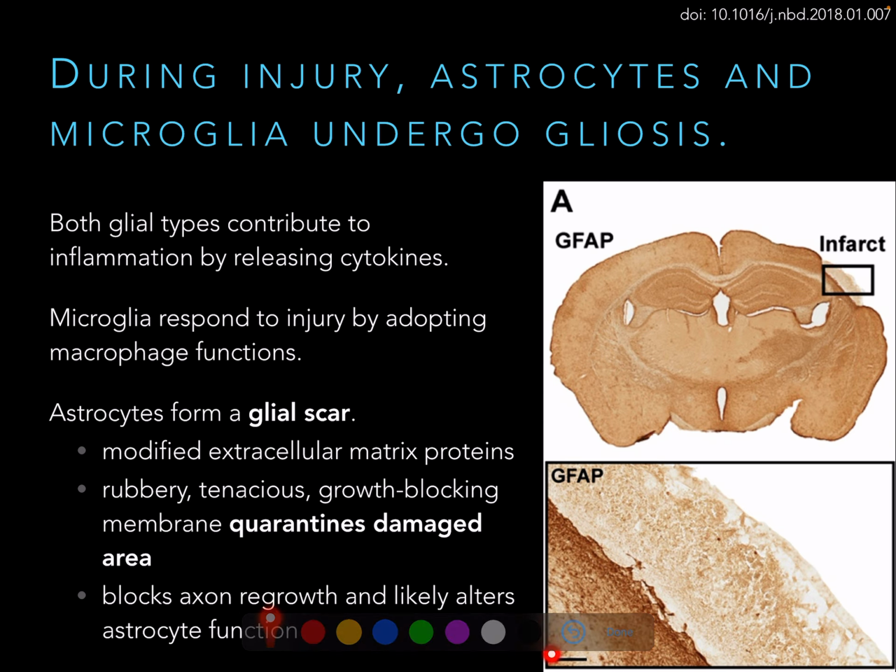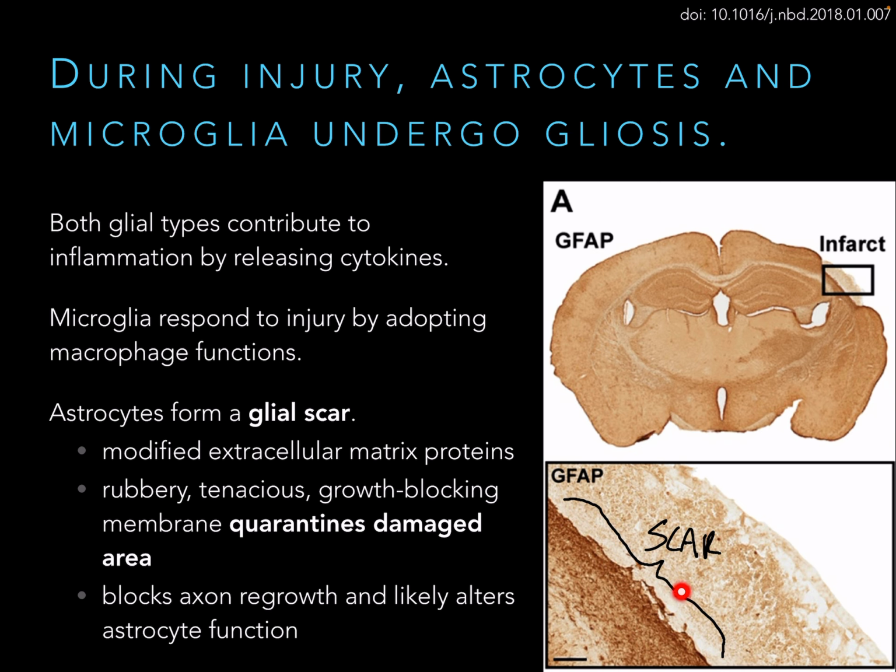Let's look down here. This is the same slide, it's just blown up a bit. So here's my infarct. We had a little stroke. This tissue is dead, and right there at the edge, we have ourselves the glial scar. That's what this is. This quarantines that damaged area and prevents anything nasty there from affecting the rest of that healthy tissue. So even though there might be a lot of dangerous and damaging stuff floating around here, it can't get past the glial scar.